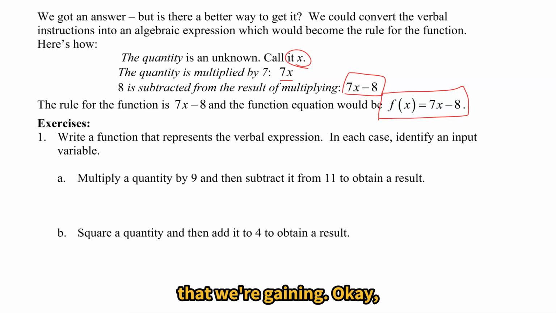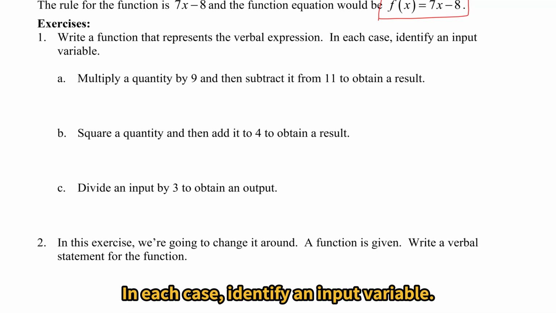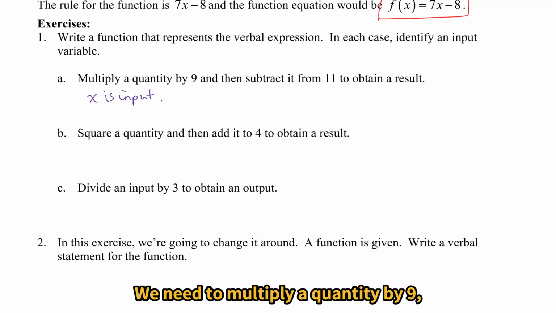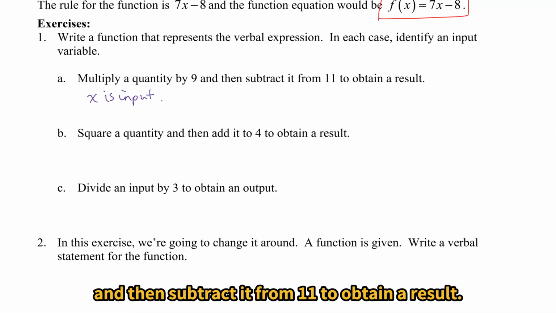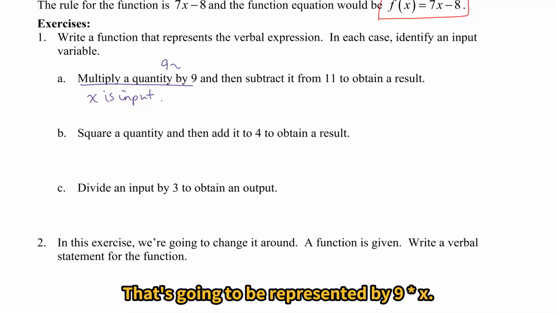Okay, so part A. Write a function that represents the verbal expression. In each case, identify an input variable. So we'll let x be the input. We need to multiply a quantity by 9 and then subtract it from 11 to obtain a result. So let's take the first part. Multiply a quantity by 9. That's going to be represented by 9 times x.